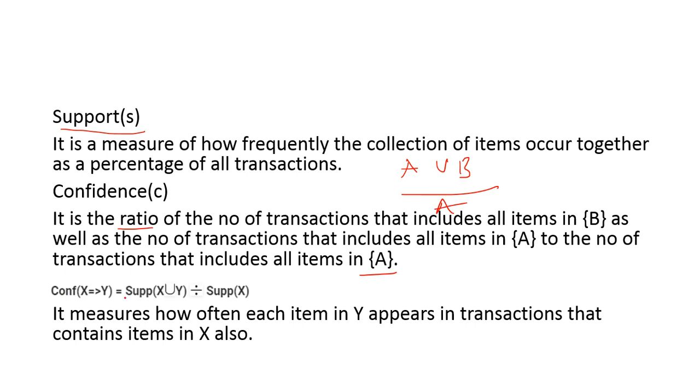तो ये देखो, exact formula देखो. तो confidence of X arrow Y, this is nothing but what we took above as A and this is B. So support of X union Y, that is A union B, divided by support of X. Okay, so it measures how often each item in Y appears in transactions that contain the items in X also. So this is the formula to find out the confidence and association of two item sets.